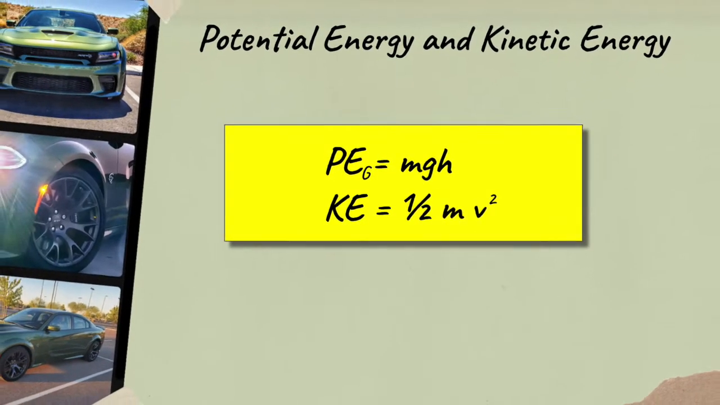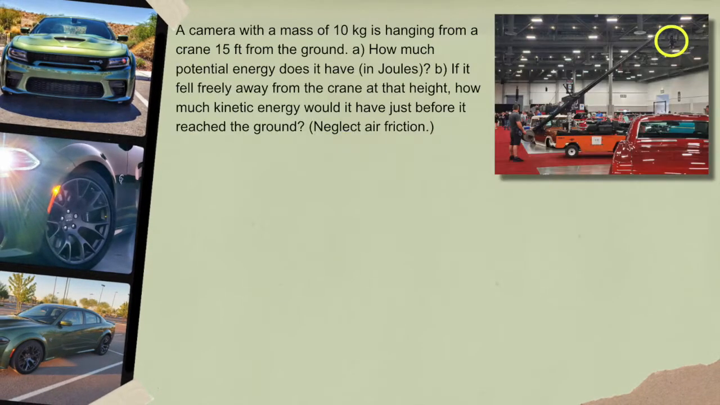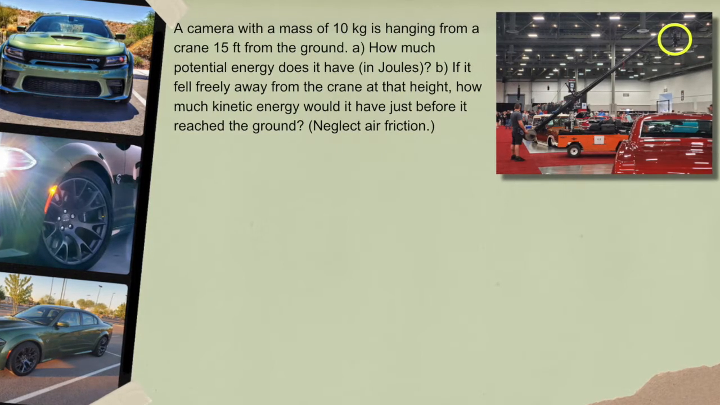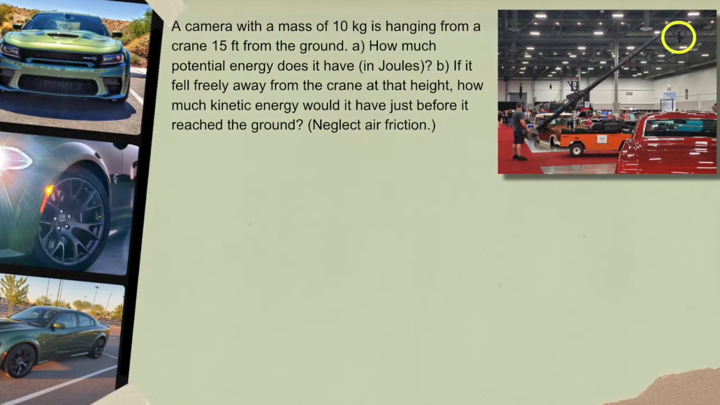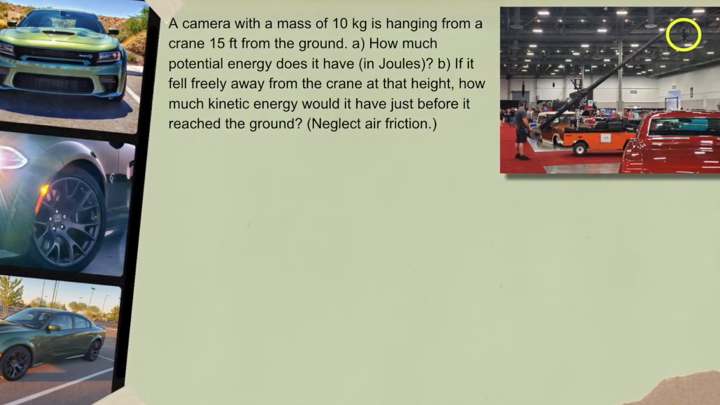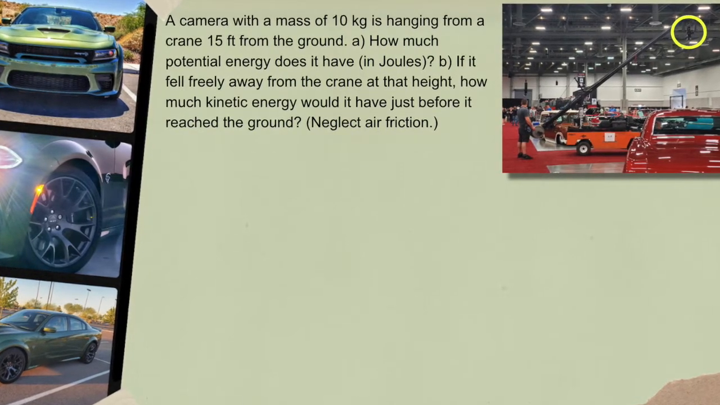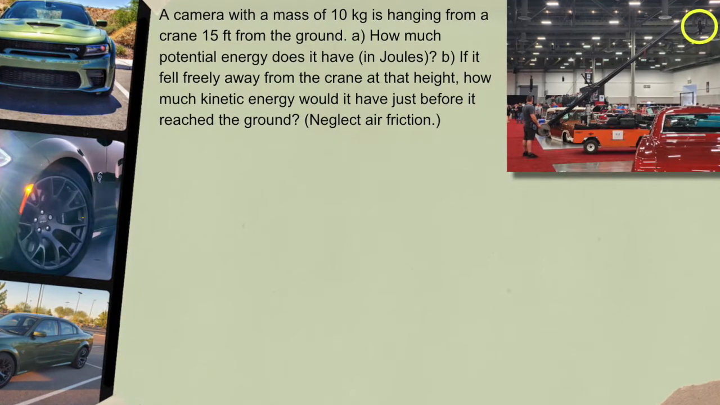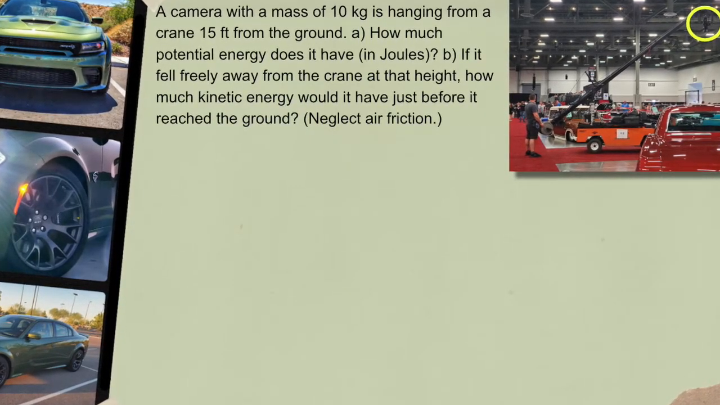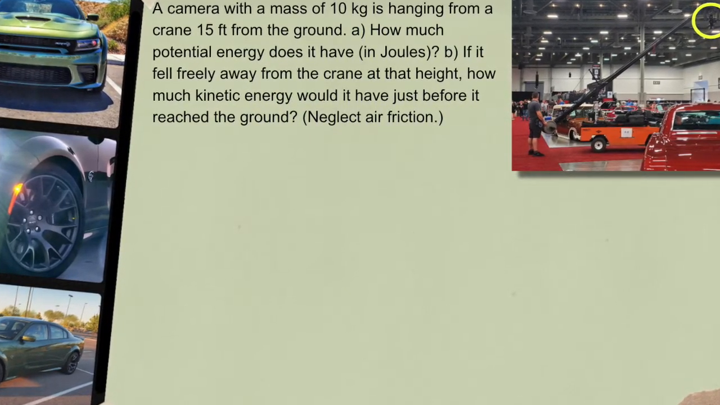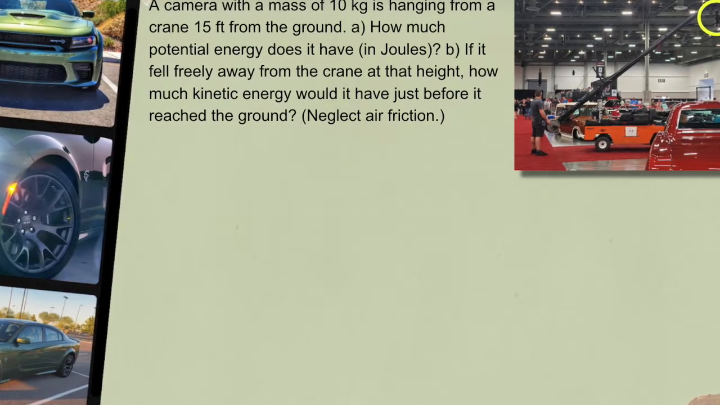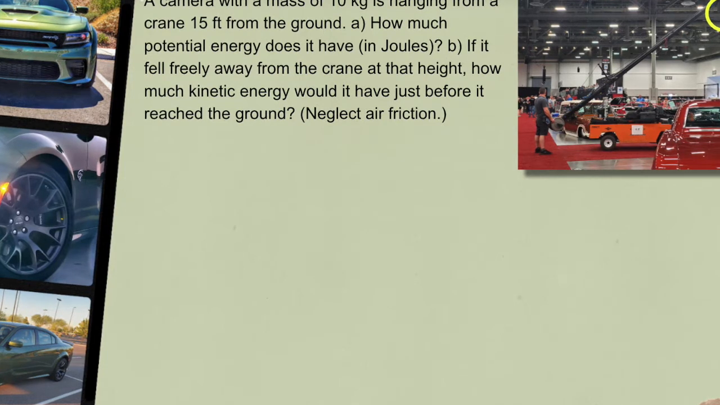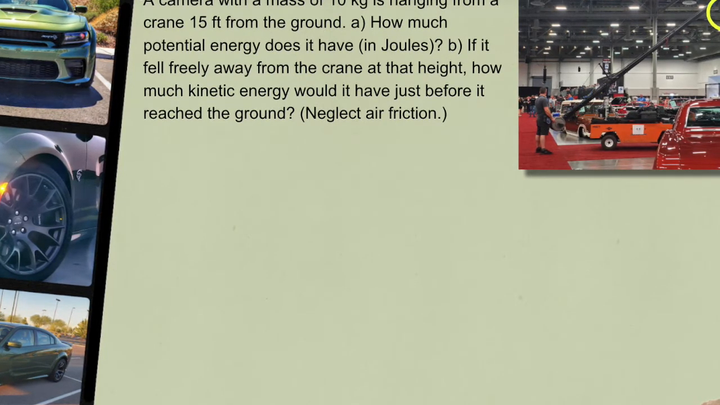So today's Figure It Out problem is: a camera with a mass of 10 kilograms is hanging from a crane 15 feet above the ground. A, how much potential energy does it have in joules? And B, if it happened to fall from the crane at that height from rest, God forbid, how much kinetic energy would it have just before it reached the ground, neglecting air friction?